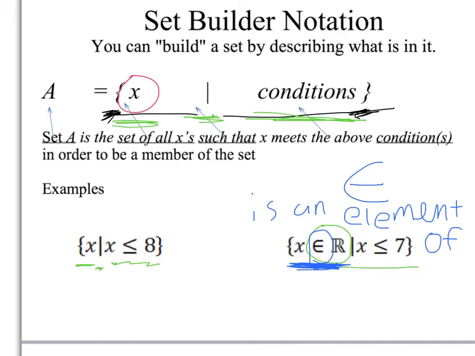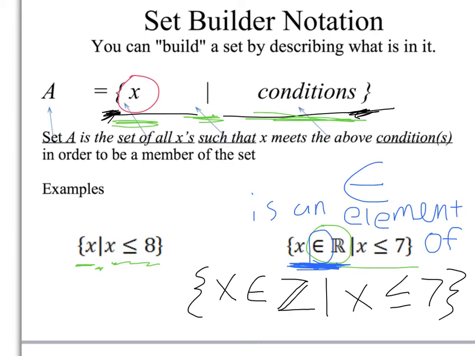On the flip side, had I said x is an element of the integers such that x is less than or equal to 7, that's a very different set. This set only includes the integer numbers, so 7, 6, 5, 4, 3, 2, 1, and so on, all the ones less than or equal to 0. Whereas the one that is given here includes all the decimals. So that's the difference between why you would use that fancy looking R versus the fancy looking Z. Well, do you only want to use integers, or do you want to include all possible numbers?